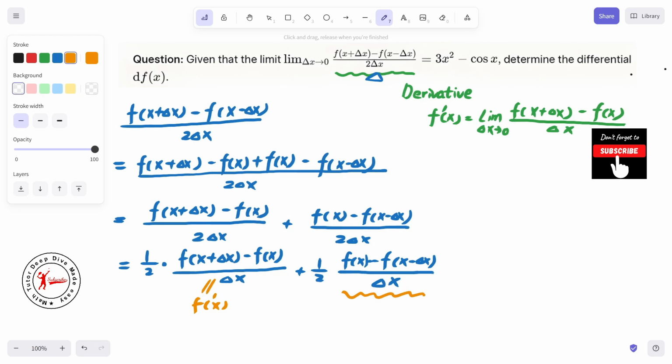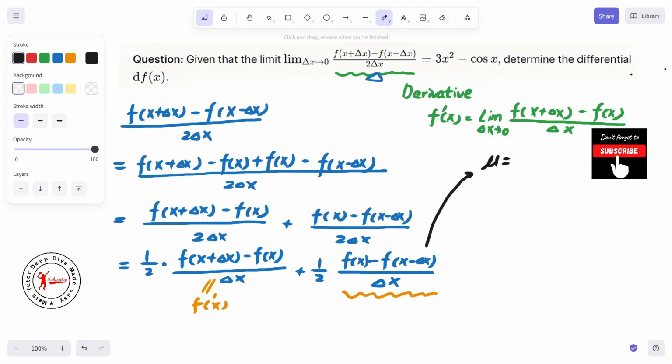The second term, f of x minus f of x minus delta x, divided by delta x. Let's rewrite this one. To make it look more like a derivative, let's set u equal to minus delta x.